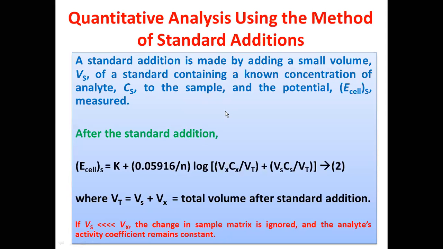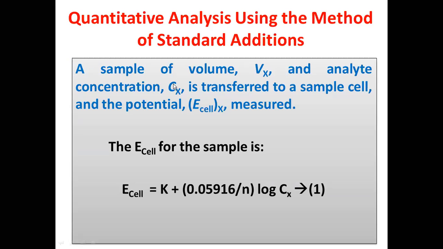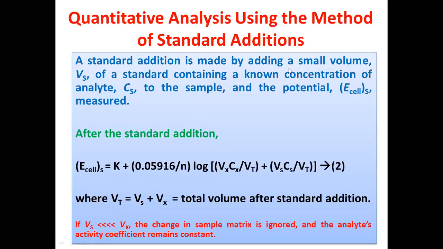Afterwards, you take the sample and you take the standard. First you measure the EMF for the sample of volume Vx containing analyte concentration Cx. You have measured the E cell, that is E cell of X, which is related to the concentration of analyte Cx. Then you take the standard. You measure the volume Vs of standard containing a fixed quantity of the analyte Cs. Cs is the concentration of analyte present in this Vs.